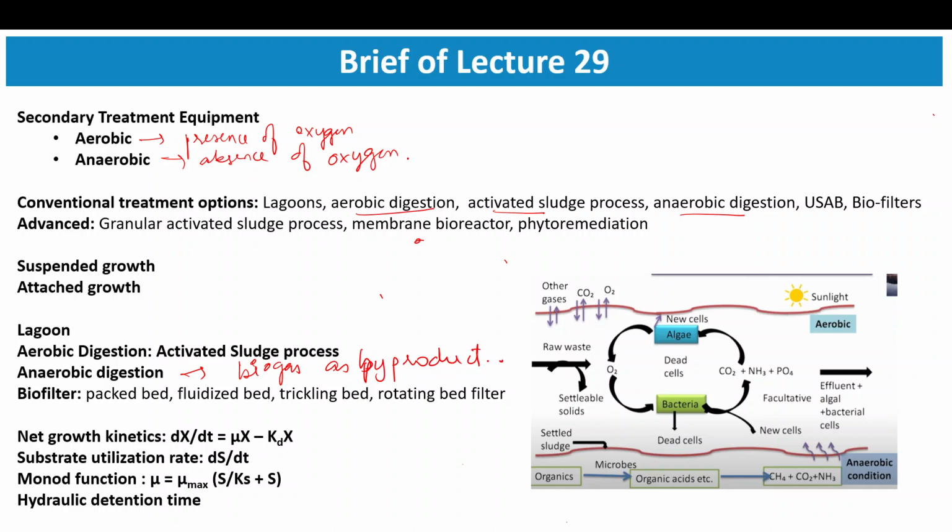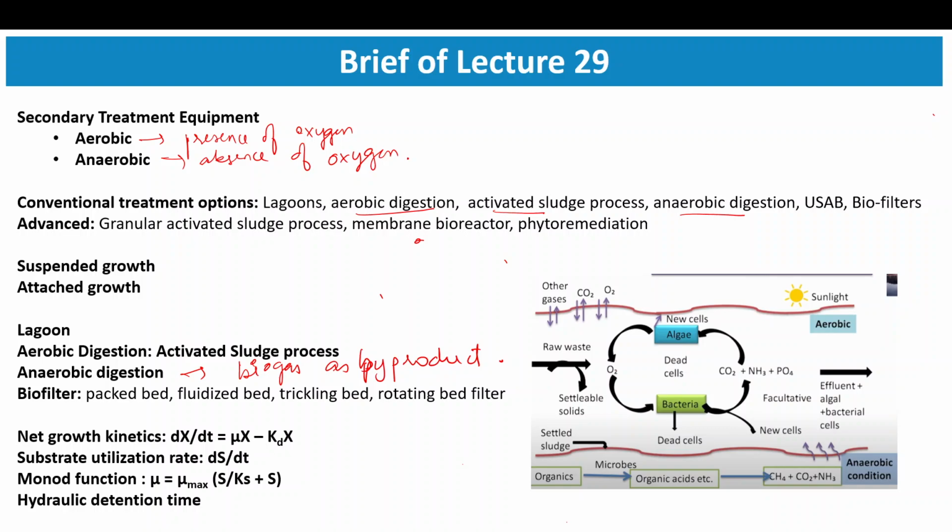Okay, so such anaerobic digestion also takes care of a high amount of BOD and COD if they are present, while activated sludge processes are kind of sensitive to a higher amount of BOD if they are present.